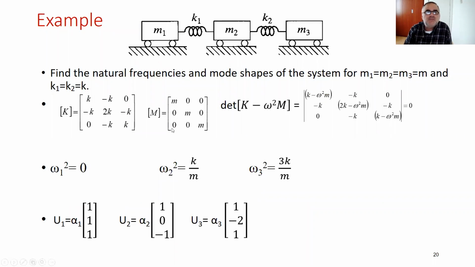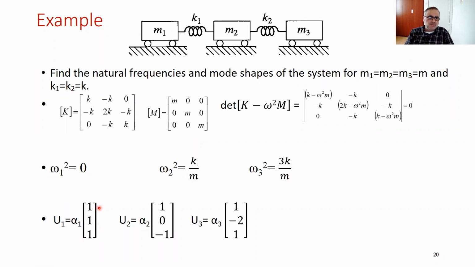Okay, for example, again, a simple example, a system with 3 masses and 2 springs, unrestrained, unconnected to anything. If you find the mass and stiffness matrices, this will be the stiffness matrix, this will be the mass matrix, and the eigenvalue problem will be obtained from this characteristic equation, from which you can solve for the eigenvalues and eigenvectors, okay? So, as expected, the first eigenvalue is going to be 0. The second eigenvalue will be k over m. The third eigenvalue is 3k over m.